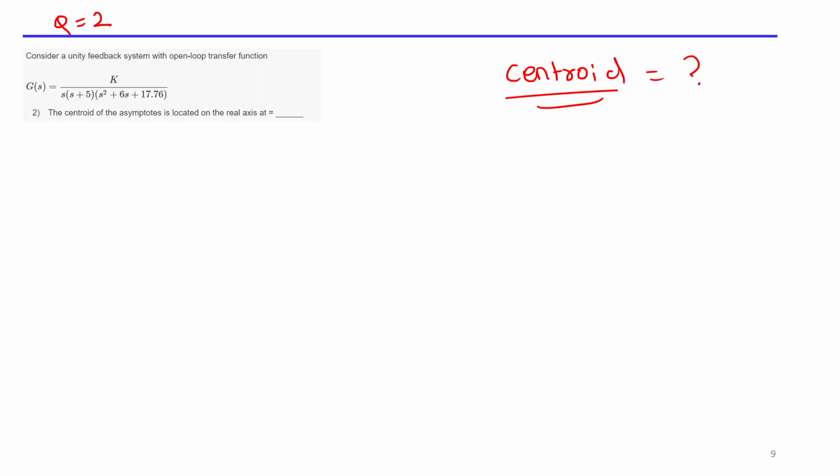Any other guess? You're just guessing, okay. Sir, centroid minus 3.6. No, I'm not asking you the answer. I'm just asking at which point you are required to find the centroid, and when you don't require a centroid.